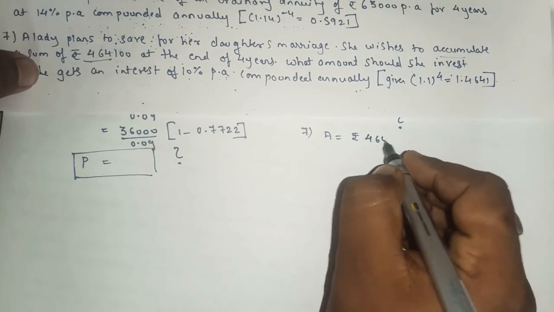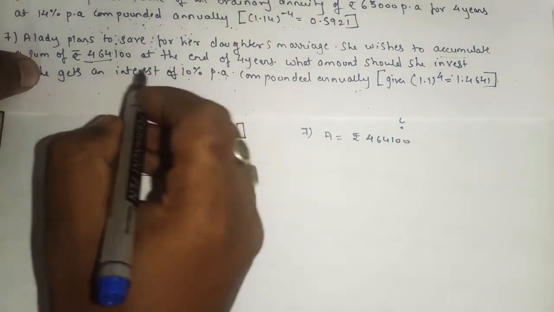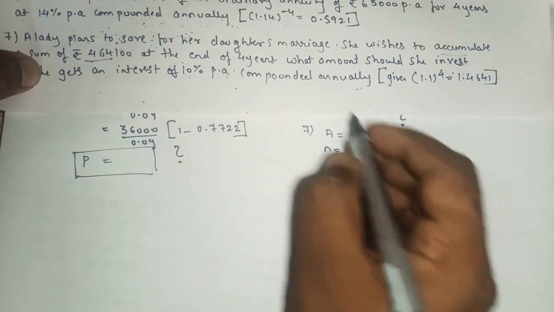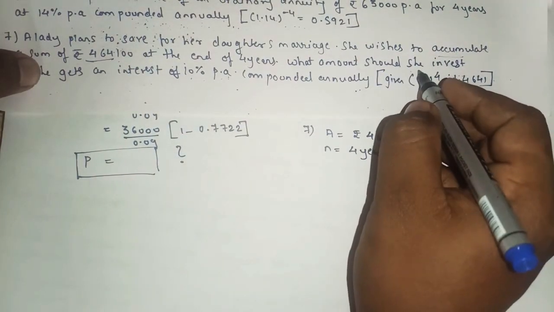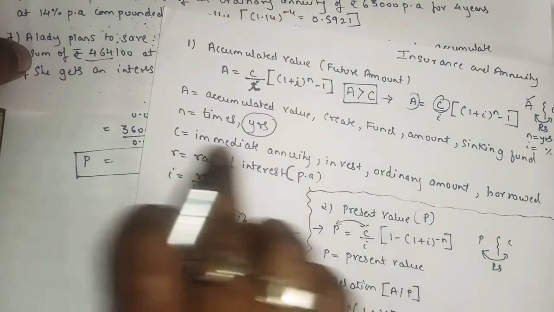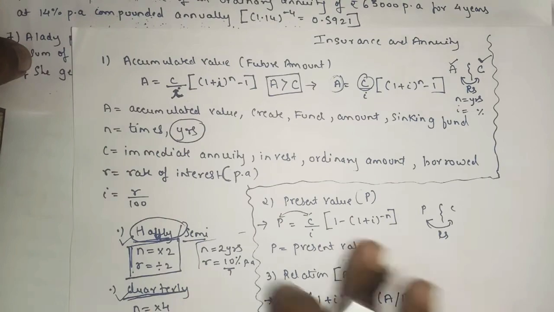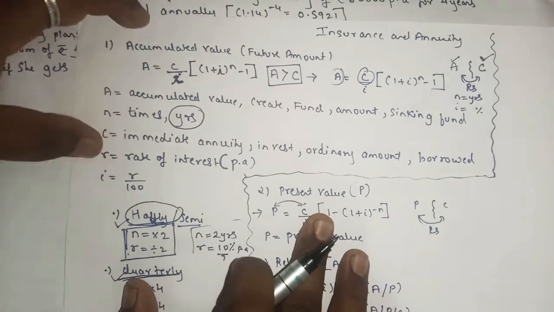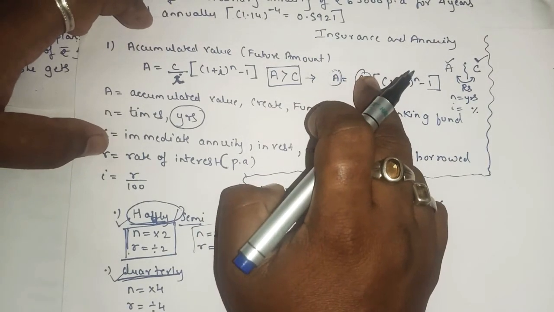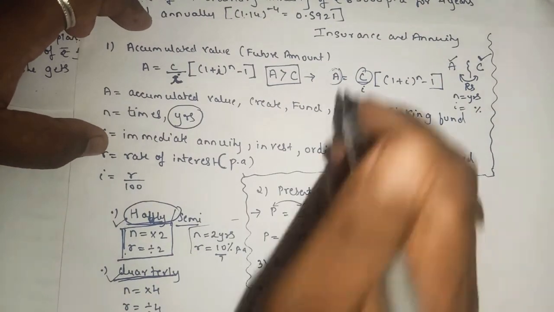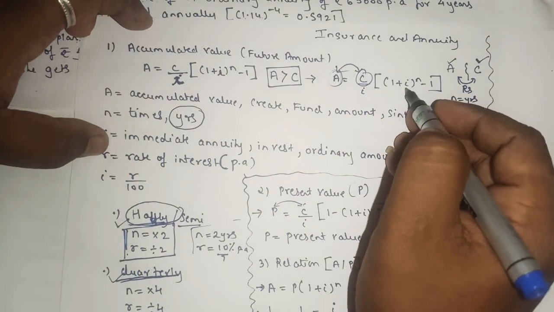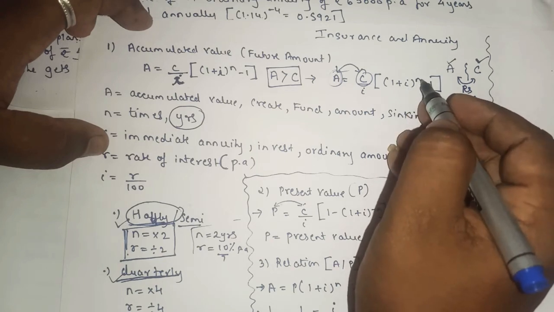So A is rupees 464100 at the end of 4 years. So n equals 4 years. What amount should she invest, means what, C. Of course, as I told, if the accumulated value is given, then we have to find C. If C is given, then we have to find A, because these two are the only things in rupees, and the rest, this is in percentage, this is in years, yes or no.